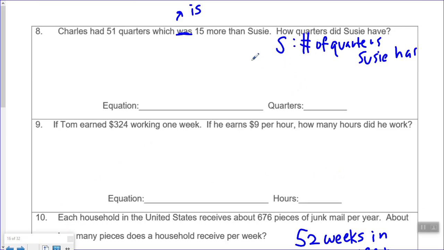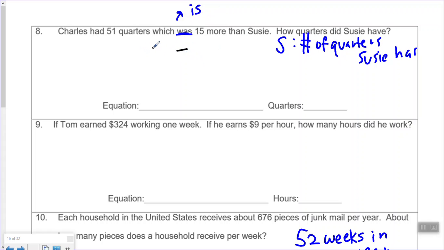Okay, so Charlie had 51 quarters, which was 50 more than Susie. How many quarters did Susie have? So it doesn't give you a variable, but you have to set up the variable. You can use the letter S or any other letter. So S is the number of quarters Susie has, okay? And it says "was," but "was" is the same as "is." "Was" is the past tense of "is," so it's an equal sign.